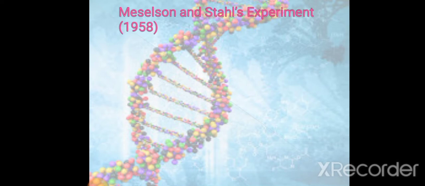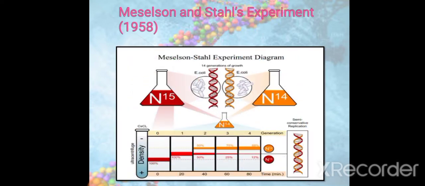Now we switch over to the Meselson and Stahl experiment. This experiment was carried out in 1958 to explain the semi-conservative mode of DNA replication. For that purpose, two different isotopes of nitrogen were used. As we know, nitrogen is the major component present within the DNA, in the nitrogen bases. So for the synthesis of DNA, nitrogen is required in the growth media.